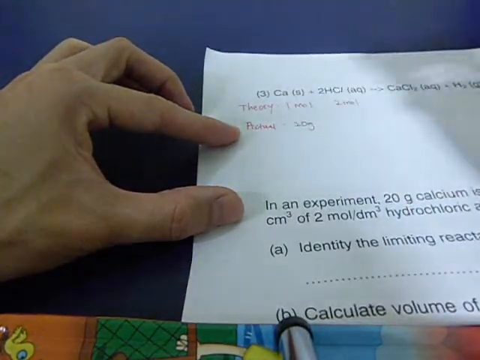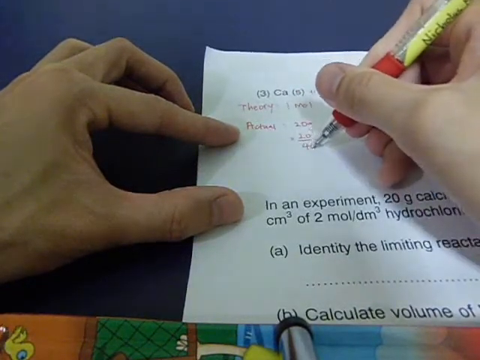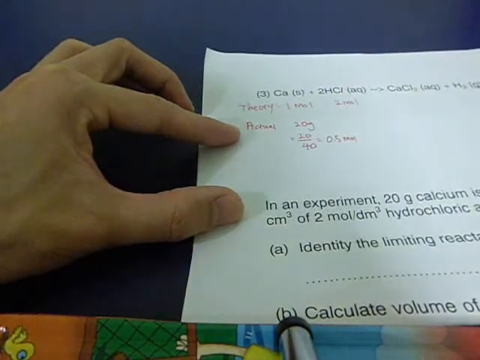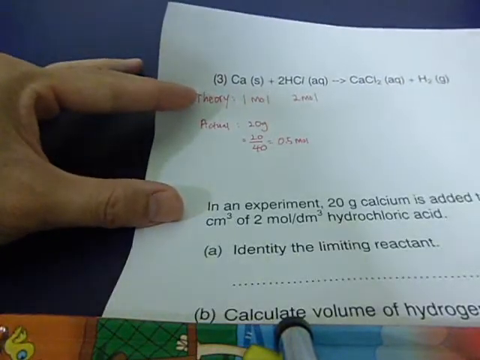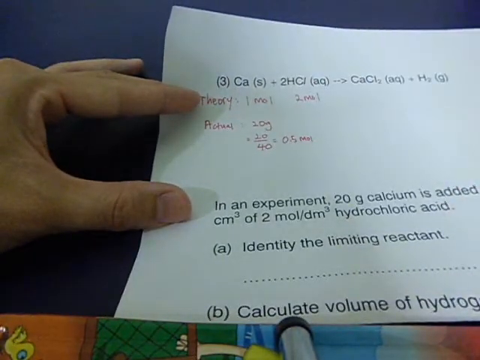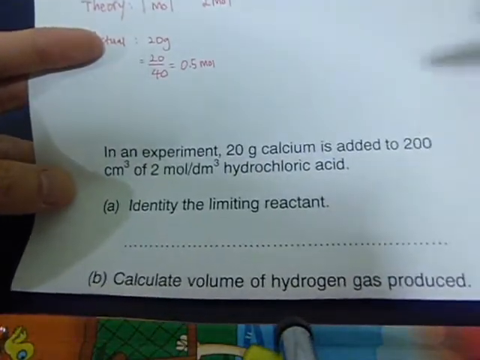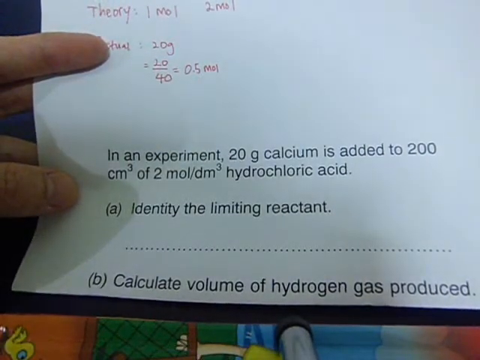20 gram of calcium is how many mole? 20 divided by AR. AR for calcium is 40. So 0.5 mole. Okay, 0.5 mole of calcium. How about for hydrochloric acid? You have to find out the number of mole of hydrochloric acid. 200 cm cube, 2 mole per dm cube hydrochloric acid.